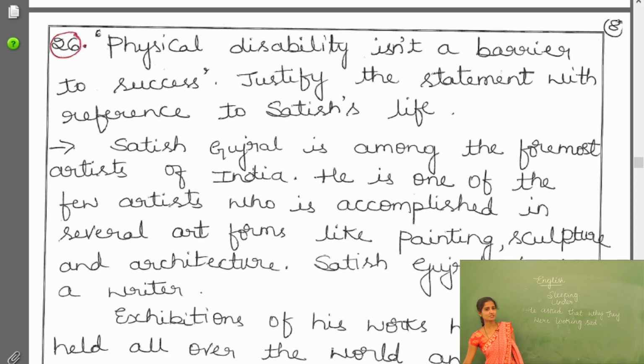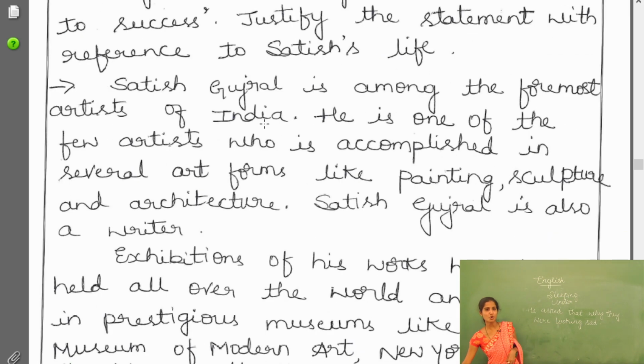Next, the 26th question is very, very important. It is the most frequently asked question. The question will be asked like this: physical disability is not a barrier to success, or physical disability is not a barrier to Satish, or how can you say that Satish became popular all over the world? In these ways the question will be asked, and you have to write the contribution of Satish there.